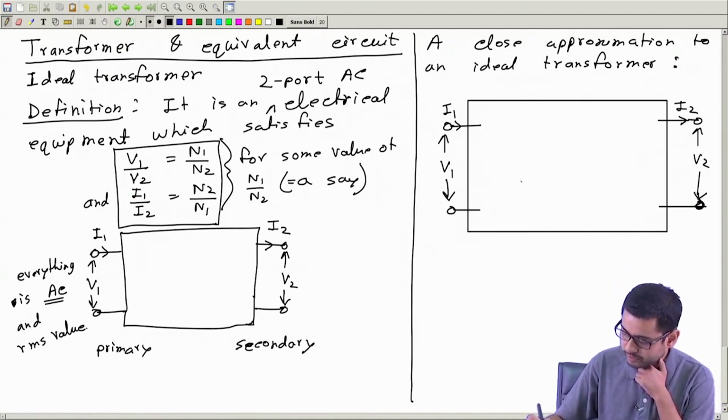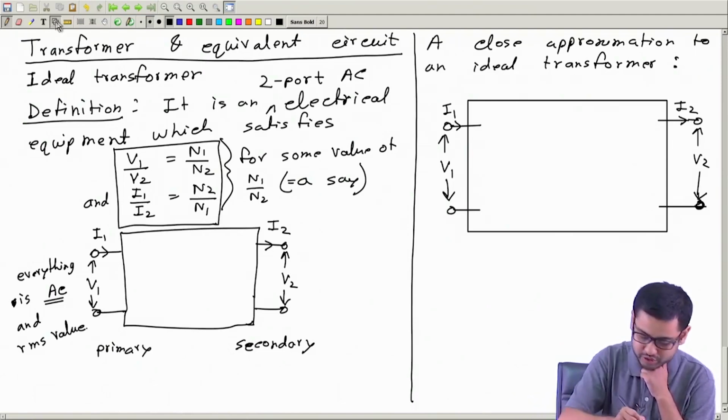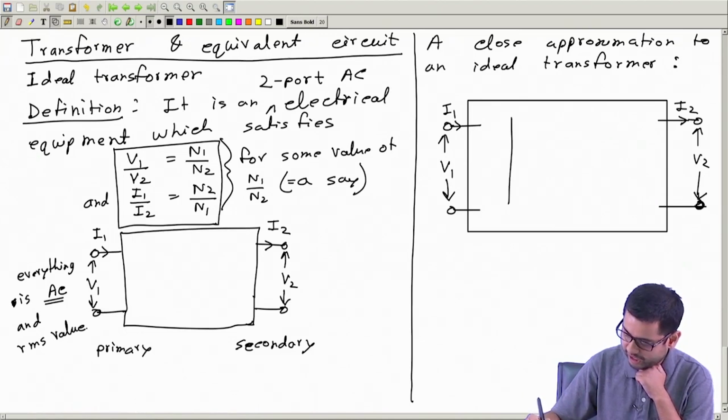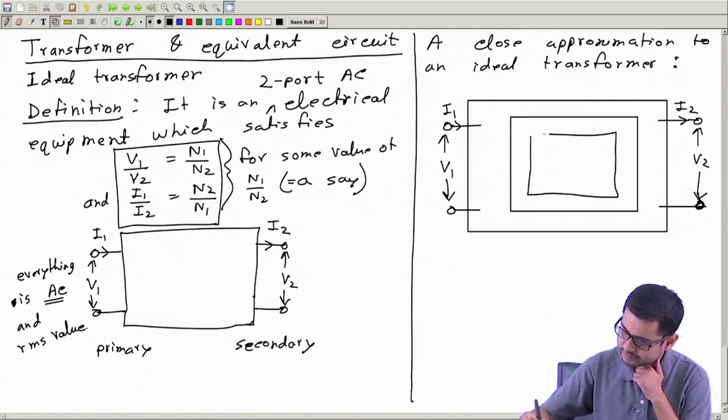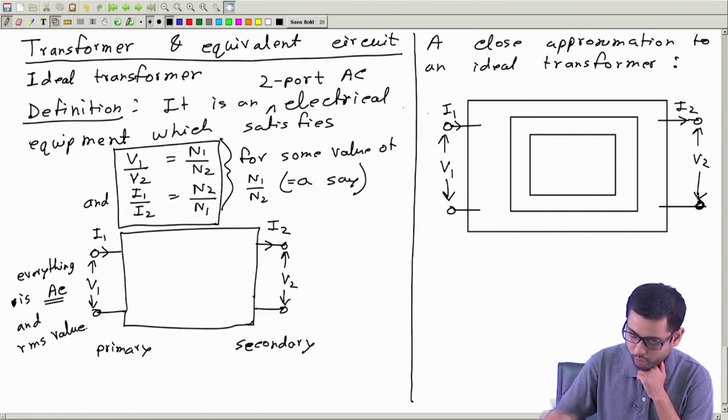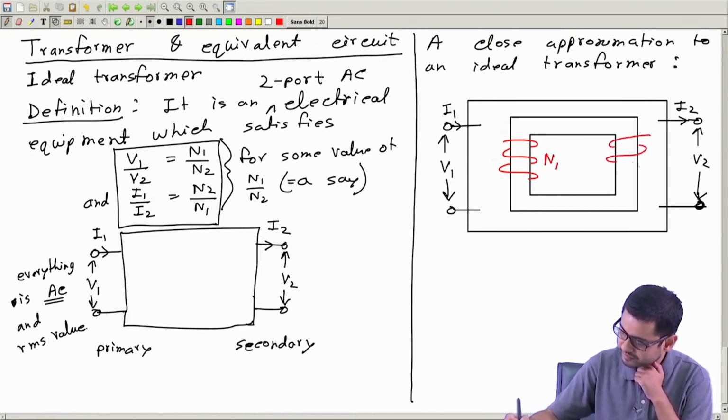Now what you can do to get a close approximation of an ideal transformer, you take a magnetic core, and wind two coils on top of it, this with turns N1 and here with number of turns N2, and you connect this.